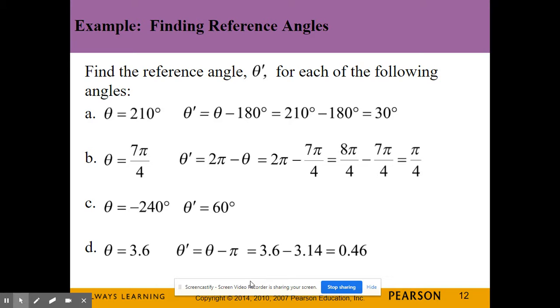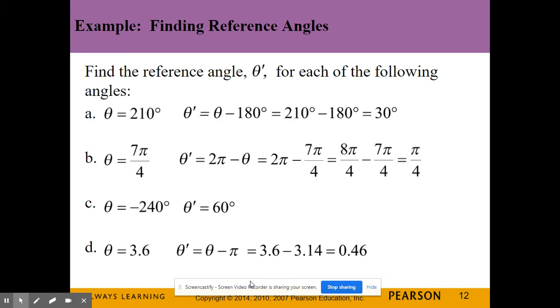If the angle is 210, then you are in the third quadrant because you're between 180 and 270. So you do 210 minus 180 and you get 30. So that means the 30-degree angle matches up with the 210-degree angle.